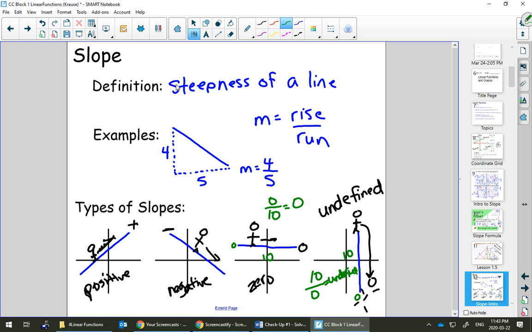Now I know you want to pretend you're Johnny. So pretend you're Johnny, walk up that line, go positive, negative, and I can almost imagine hearing him coming off that vertical line, where he breaks into a million pieces and he's undefined.